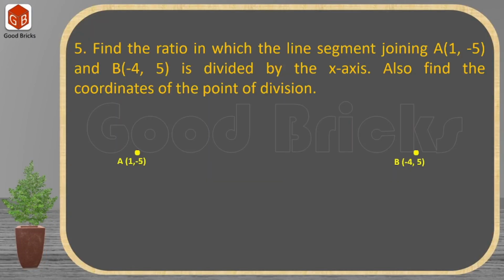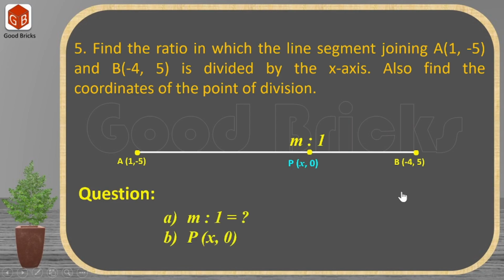Problem 5, and this is also just like previous problem. Here they have given 2 points and the line joining of these 2 points is divided by x-axis. So this is the point which is dividing this AB line segment. Since this point is on x-axis, its y coordinate is 0. So now the question is we need to find in which ratio this point is dividing AB line segment. That is the question. And we also need to find the coordinates of this point. So these are the two things we need to solve for this given information.